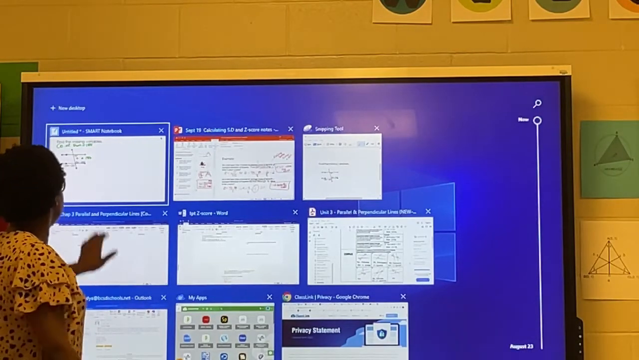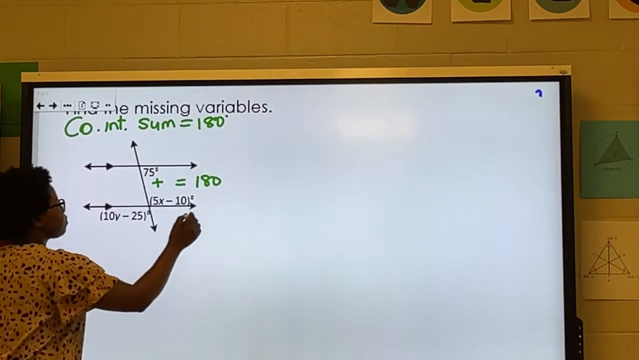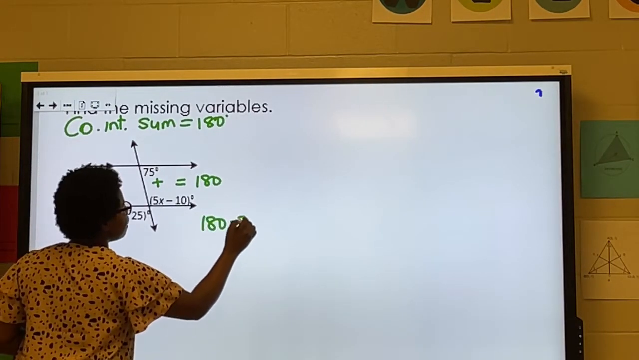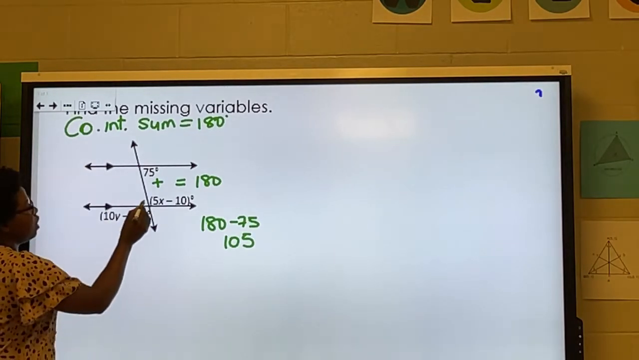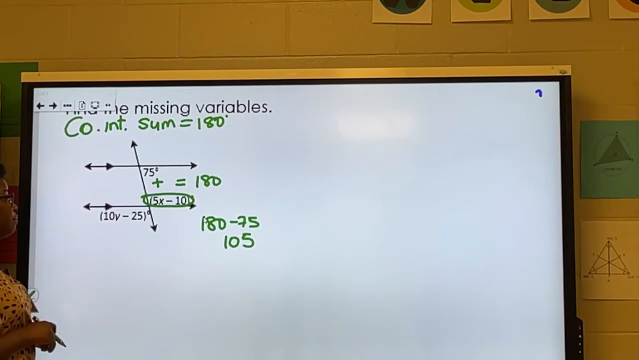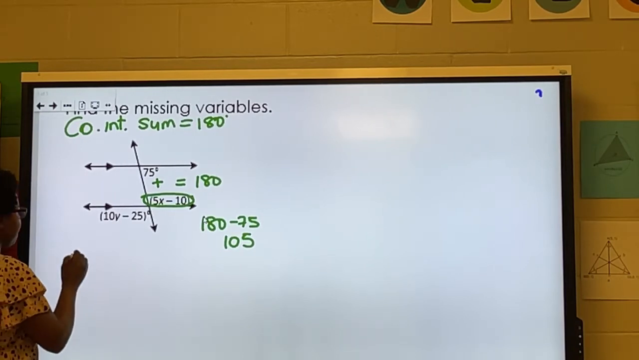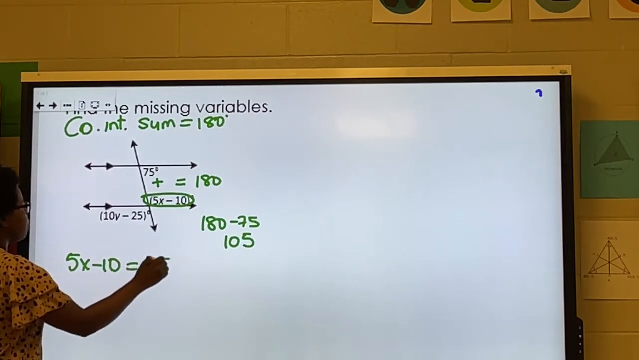So what you can do, there are two different ways of approaching this. You can say 180 minus 75 is equal to 105. So you know that this angle is equal to 105. So you can say 5x minus 10 is equal to 105.